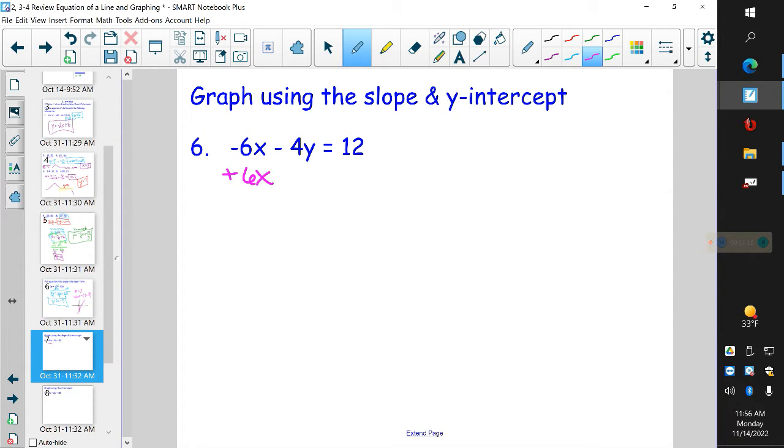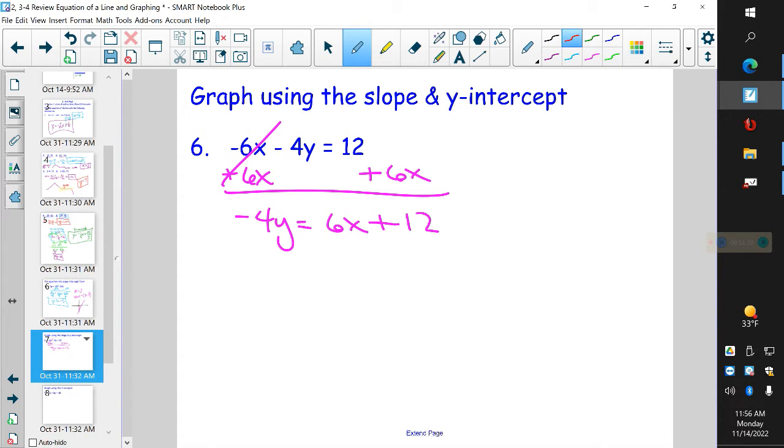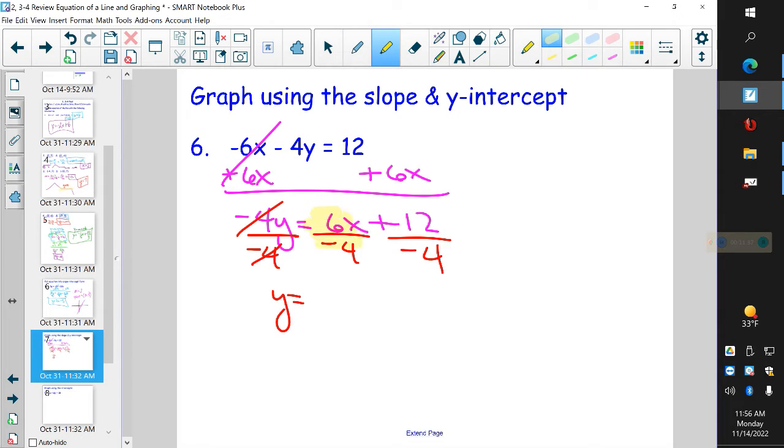Add 6x to both sides. So I'm left with negative 4y is equal to 6x plus 12. Now what? Divide every single term by negative 4. Yes? So this cancels out and I'm left with y is equal to, if you don't reduce the 6 over negative 4, I will mark it wrong. They are even, so what is 6 divided by 2?